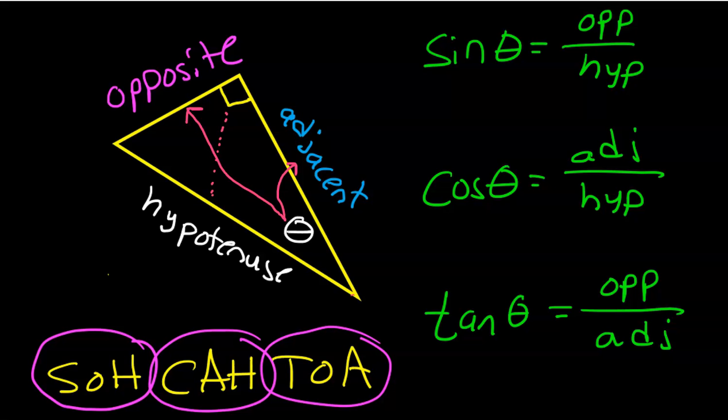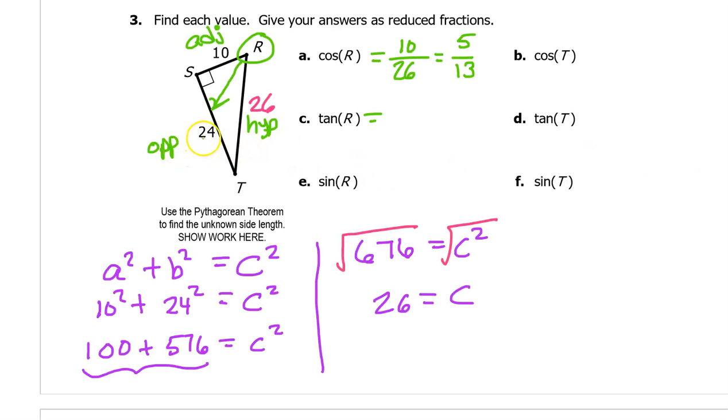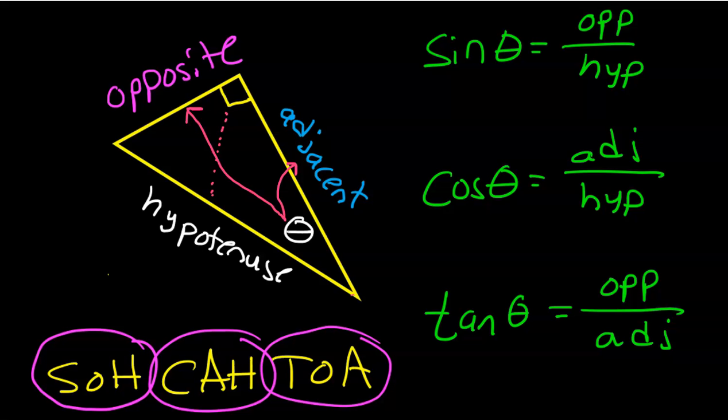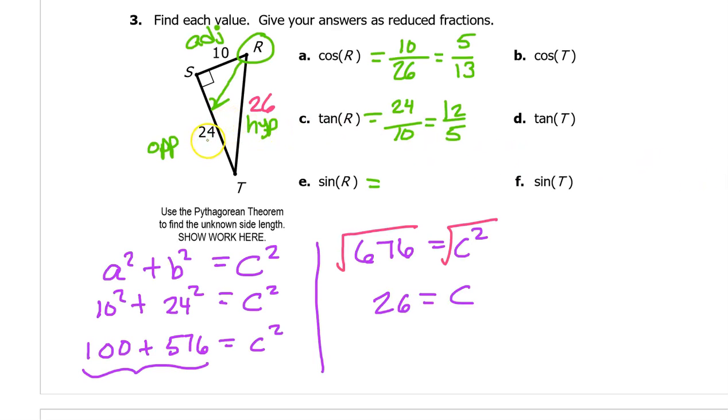Tangent is opposite over adjacent. So that'll be 24 over 10. We have to reduce, so this will be 12 over 5. And then sine is opposite over hypotenuse. So in this case, we have 24 over 26. So that'll be 12 over 13.